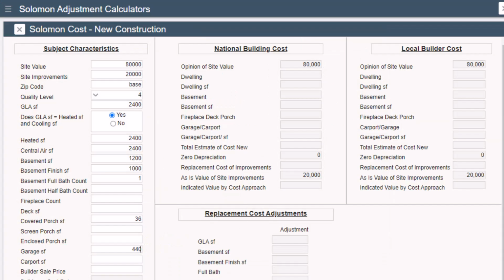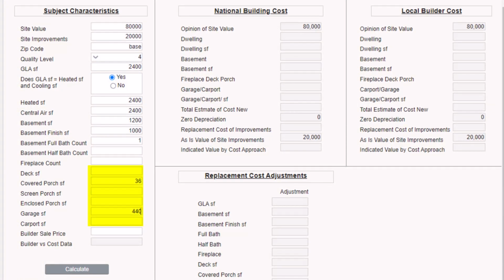Use the drop-down to enter quality level. Enter GLA. Click on yes or no for central air. Enter basement square feet and basement finished square feet. Enter basement full bath and basement half bath counts. This is because the GLA numbers include above grade baths, but the basement finish numbers do not include basement baths. Enter square feet of decks, covered porch, screen porch, enclosed porch, garage, and carport.